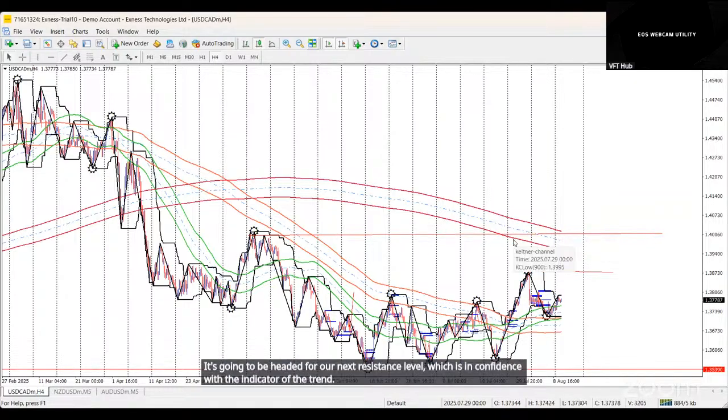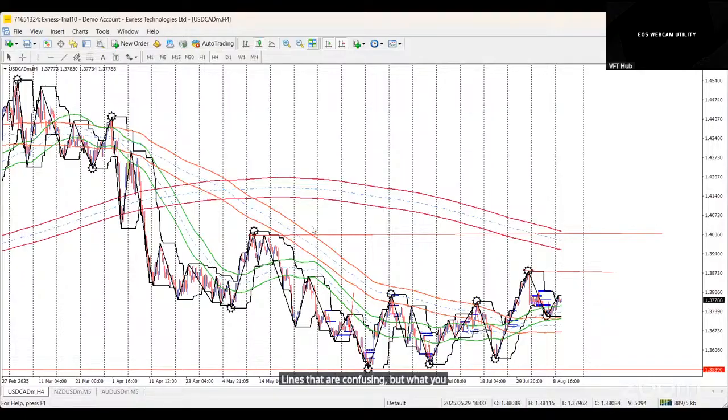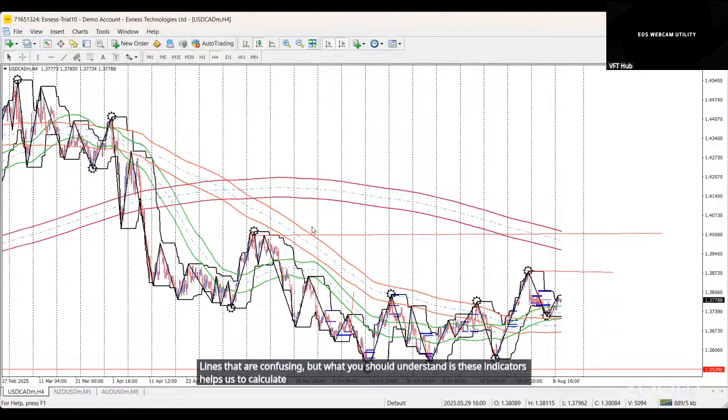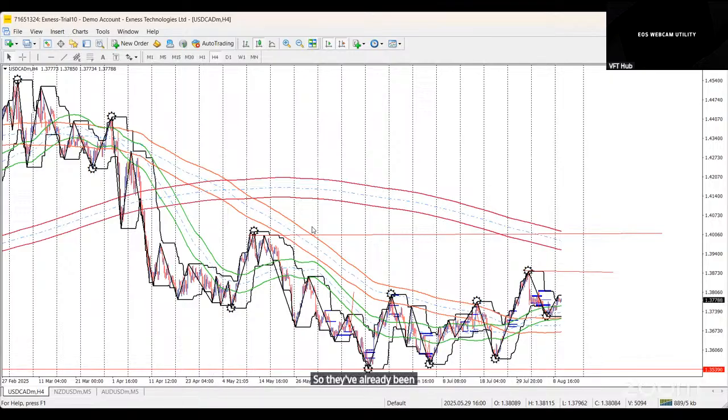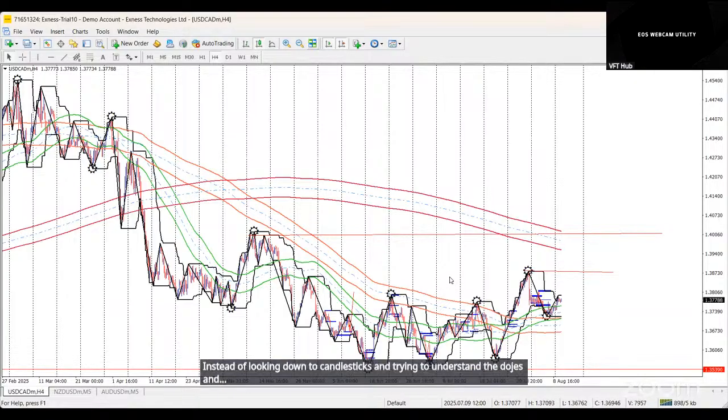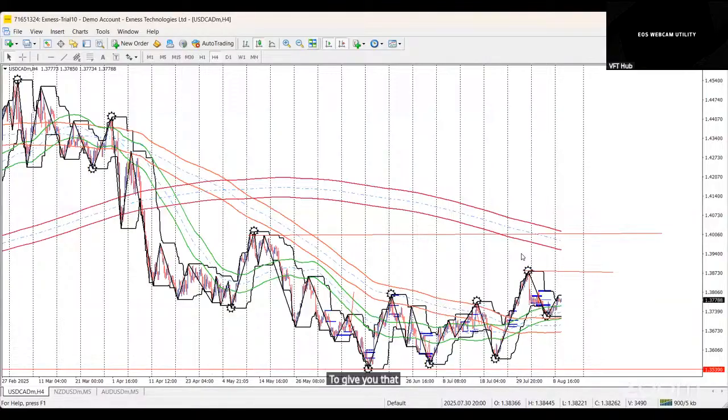Now, these indicators might look like a lot on the charts, a lot of confusing lines, but what you should understand is these indicators help us calculate what we use technical analysis to see. They've already been pre-programmed to help you easily identify where price is headed next, instead of looking down to candlesticks and trying to understand the dojis and the other blocks. This helps. Of course, you can also look for other blocks to give you that extra mental confidence, but indicators have helped us to do that.